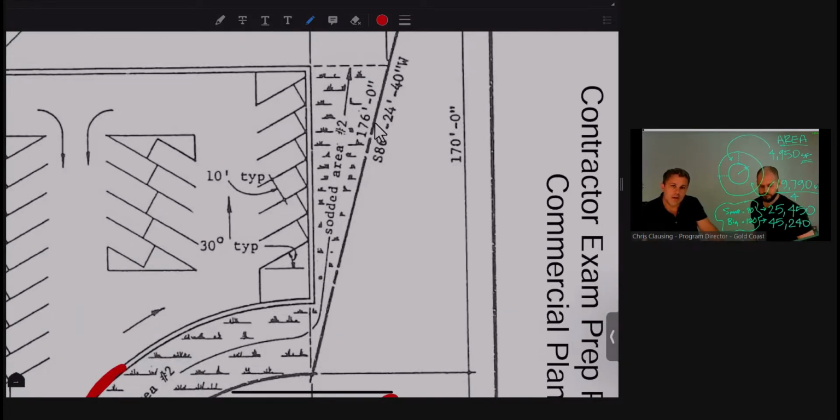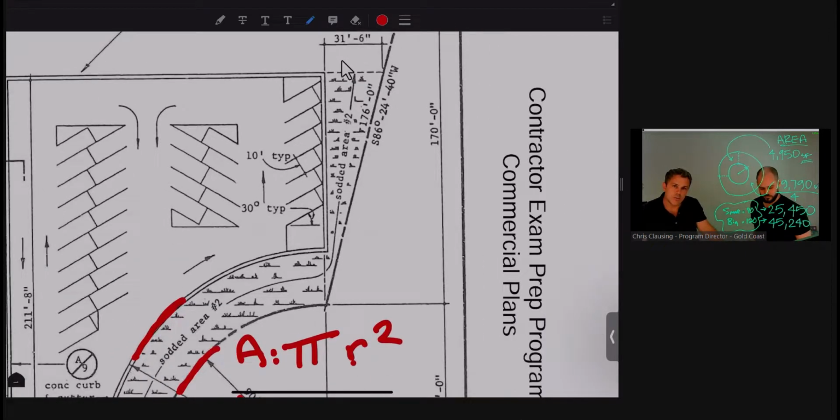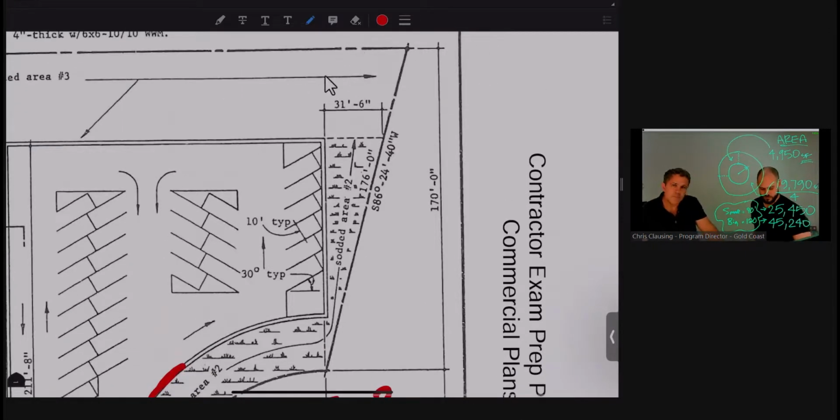Okay, so go down just a little bit more. I want to see the dimension line at the top. There we go. The 31 feet 6, they kind of give us one of the dimensions, the base, which is great. So we have the base already here. What we're missing here is the height.